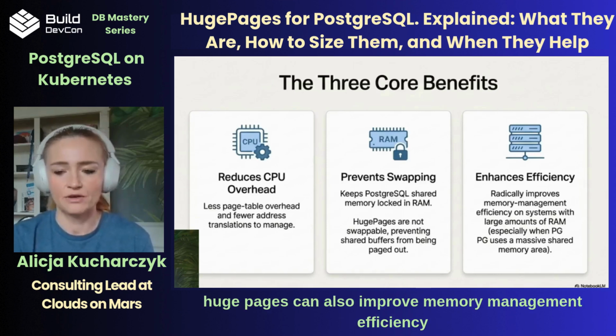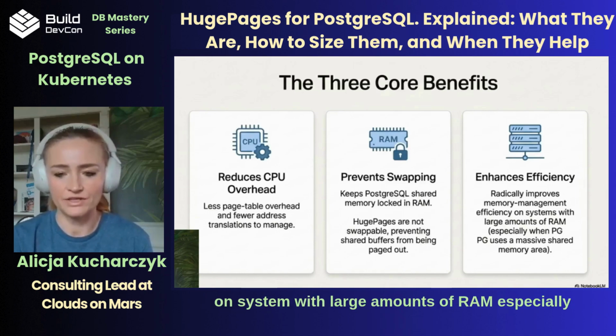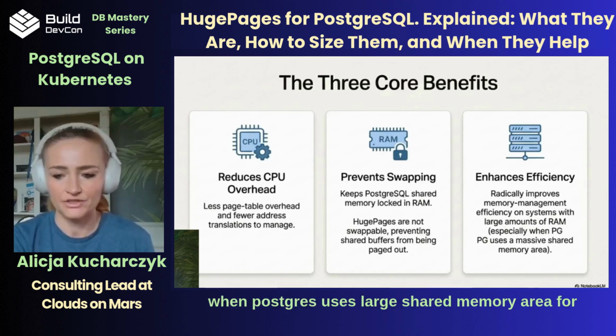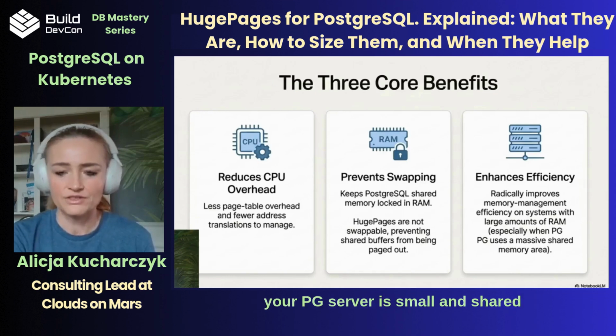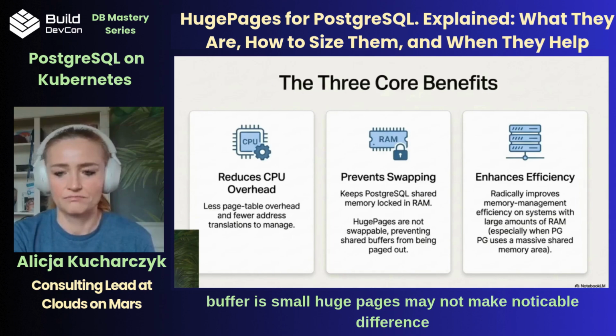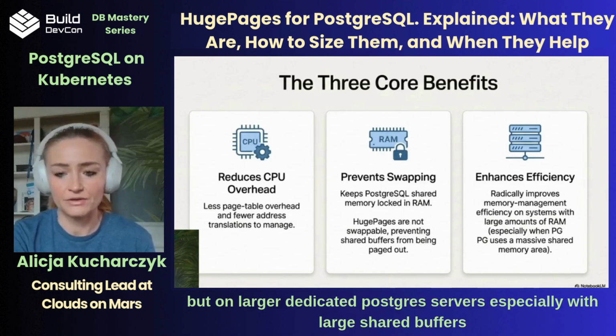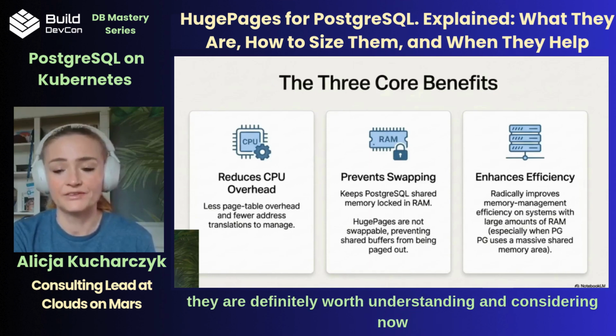HugePages can also improve memory management efficiency on systems with large amounts of RAM, especially when Postgres uses a large shared memory area. For example, when shared buffers is large. If your Postgres server is small and shared buffers is small, HugePages may not make a noticeable difference. But on larger dedicated Postgres servers, especially with large shared buffers, they are definitely worth understanding and considering.